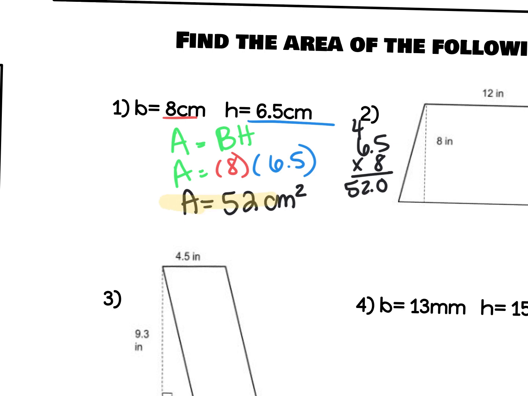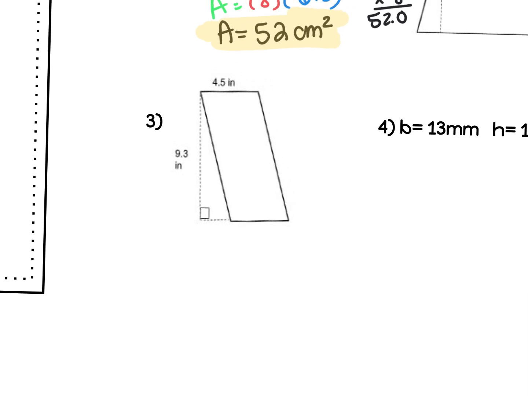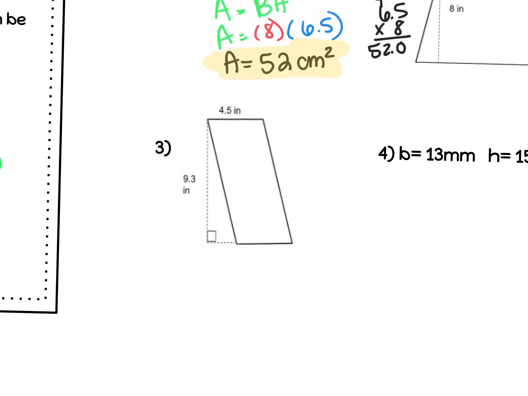It does have that squared. So that's how you find the area of a rectangle or a parallelogram. You just got to know the formula. Now, if we look at this parallelogram right here, my formula is area equals base times height.